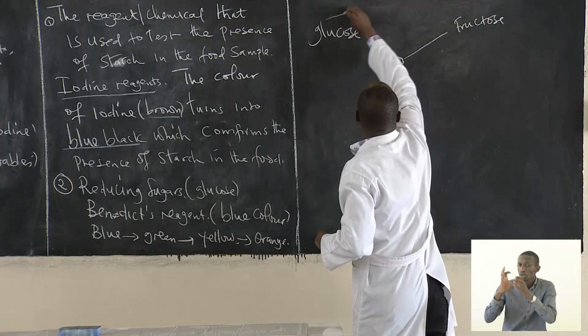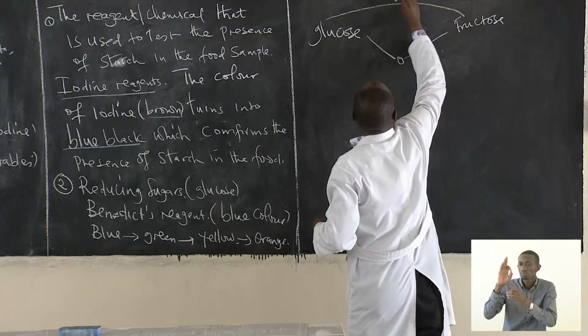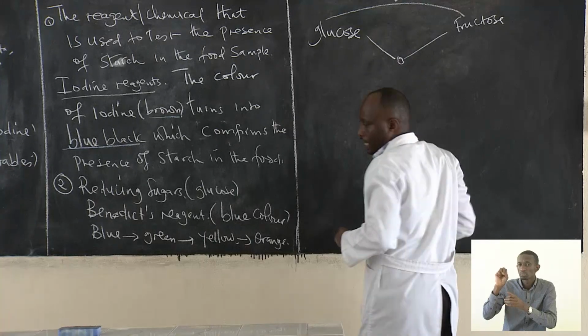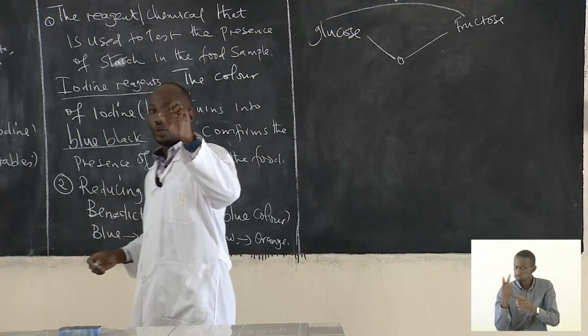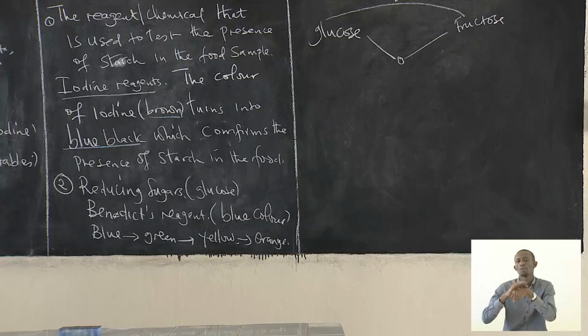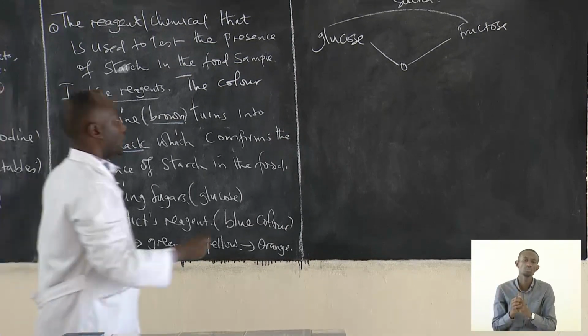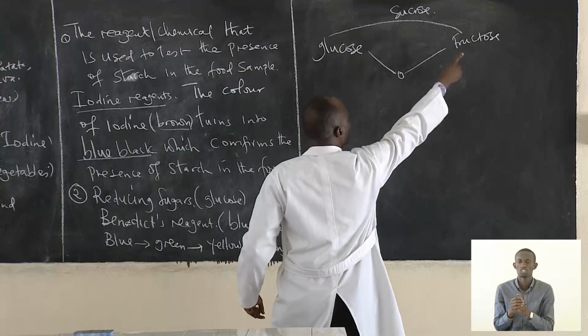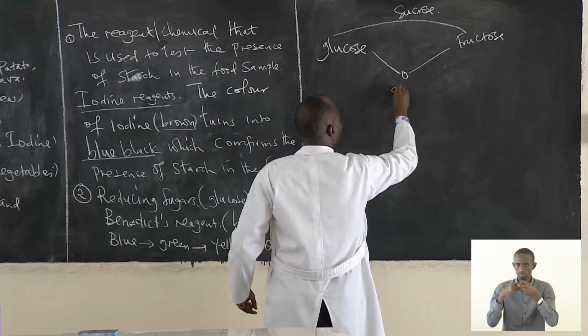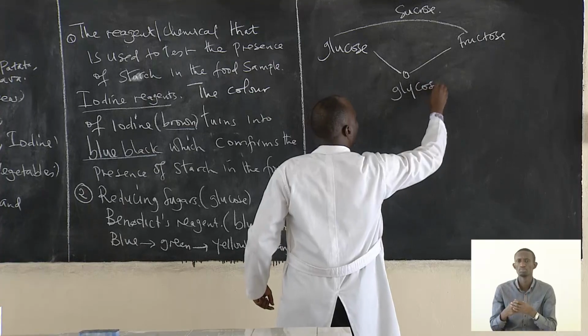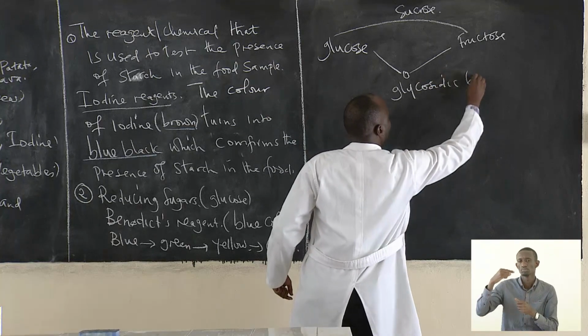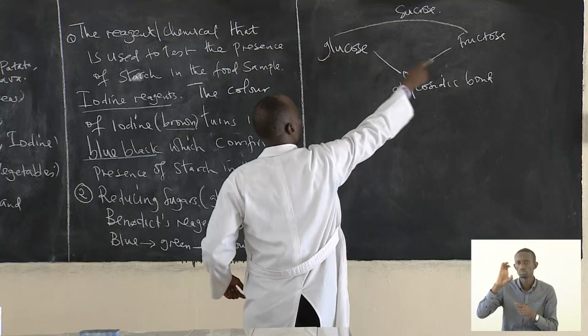These two will make what you call sucrose, and they have a bond. Who can remind me of the bond that joins two monosaccharides? That one is called the glycosidic bond. The glycosidic bond is the bond that joins these two molecules.